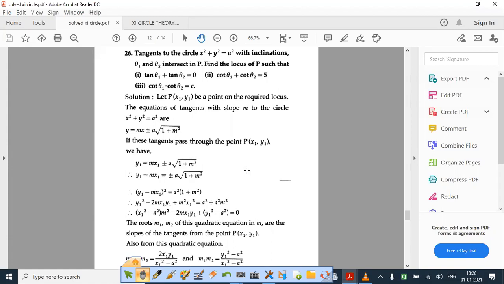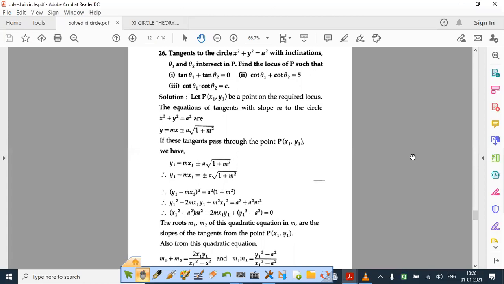Let P(x1, y1) be a point on the required locus. The equations of tangents with slope m to the circle x square plus y square equal to a square are y equal to mx plus minus a into root 1 plus m square. If these pass through P(x1, y1), the coordinates will satisfy the equation. Same thing, rearrange the terms and square. You have to remember this equation.